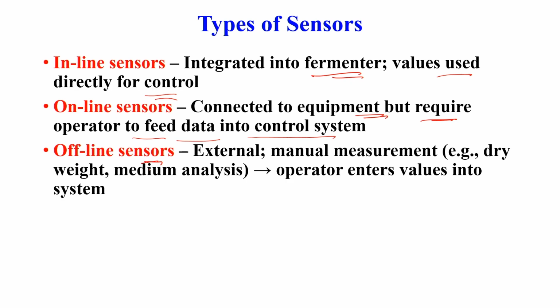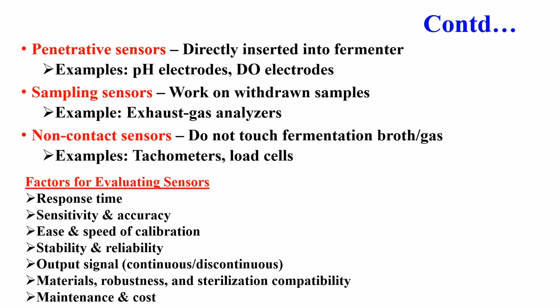Third, in the case of offline, we need to take out the sample, then you have to analyze it in laboratory settings. So, here the sensors are outside or external, and you have to take out the sample and analyze it. In this way we can classify whether a particular monitoring is being done in inline mode, online mode or offline mode. Further, it can also be classified as penetrative sensor, sampling sensor and non-contact sensor.